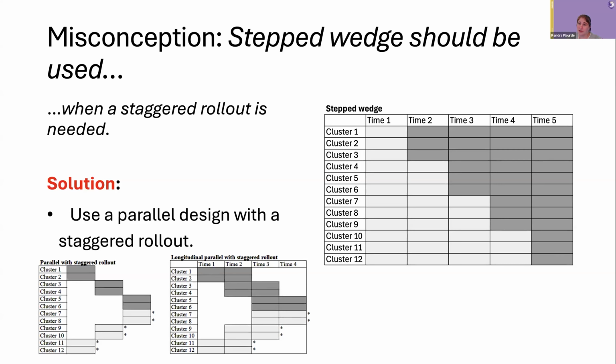Whereas in the stepped wedge, you have potential issues of time variant confounding. And also time itself is a potential confounder because you can see most of the control is measured at the beginning of the trial and most of the treatment is measured at the end or near the end of the trial.